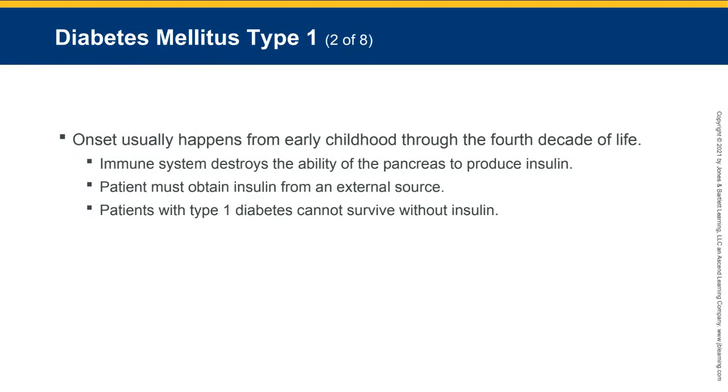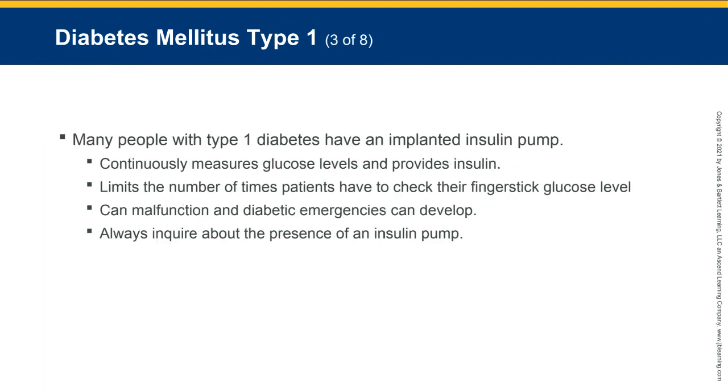Onset usually happens from early childhood through the fourth decade of life. The immune system destroys the ability of the pancreas to produce insulin. The patient must obtain insulin from an external source, so they have to take insulin, and it can be fast acting, intermediate, or slow acting insulin. Patients with type 1 diabetes cannot survive without insulin.